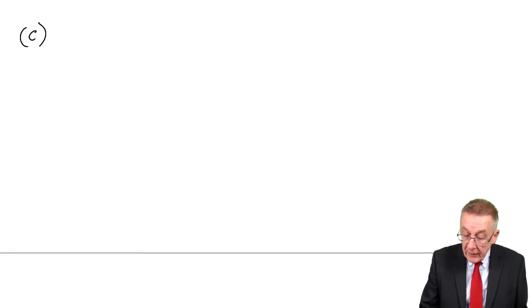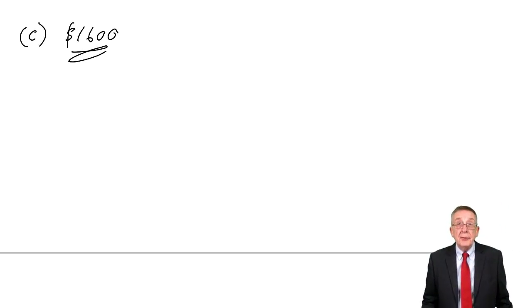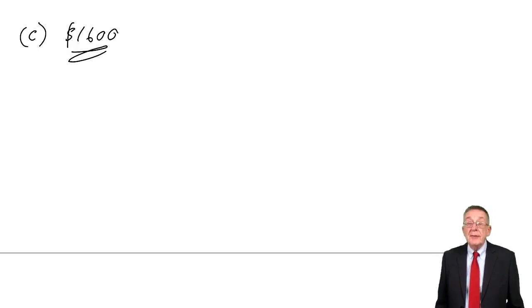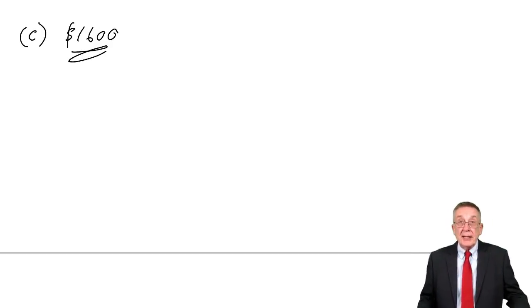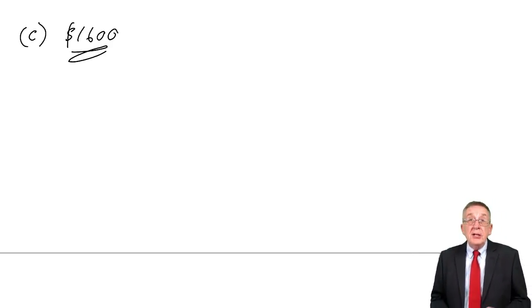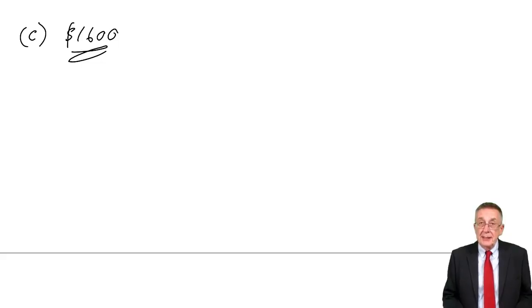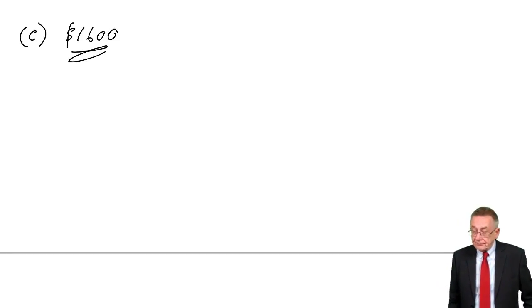Part C, again, we've got capital rationing, 1600 available. We can't do all four in full. But the difference here, the projects are not infinitely divisible. So this time we can't do fractions of a project. Each project, you either do all of it, 100%, or you do none of it. So what are we going to do here?